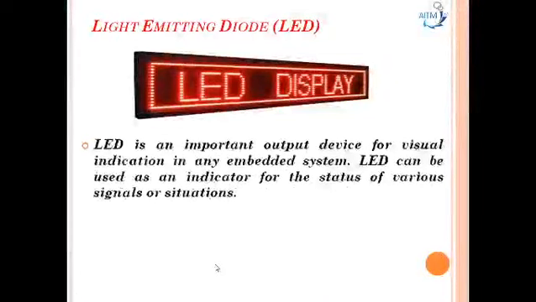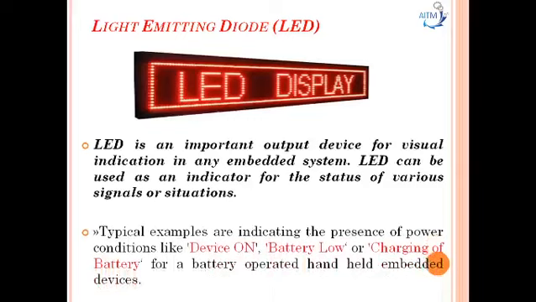Now coming to LED, that is a light emitting diode. LED is an important output device for visual indication in any embedded system. LED can be used as an indicator for the status of various signals or situations. For example, LEDs are used in handheld embedded devices to indicate power conditions like device on, battery low, or charging of battery.